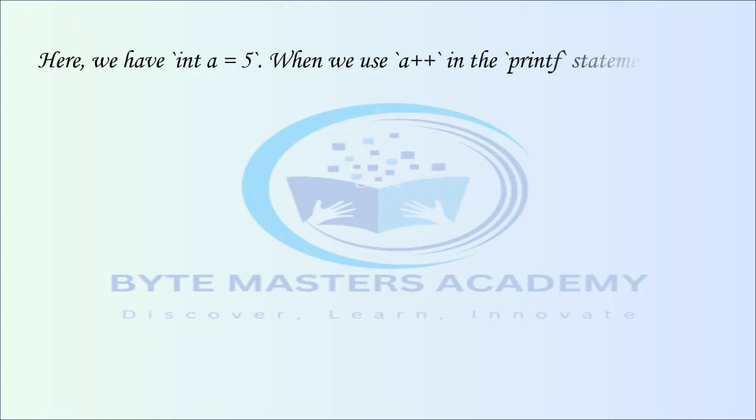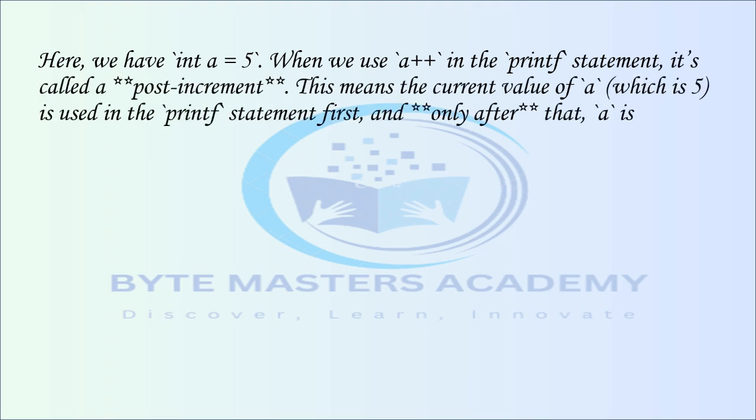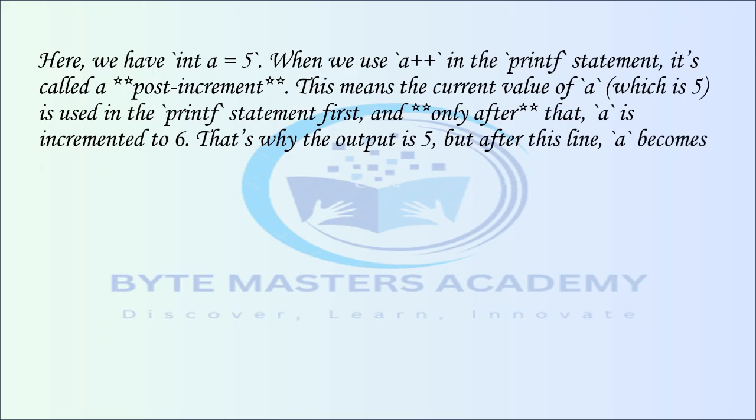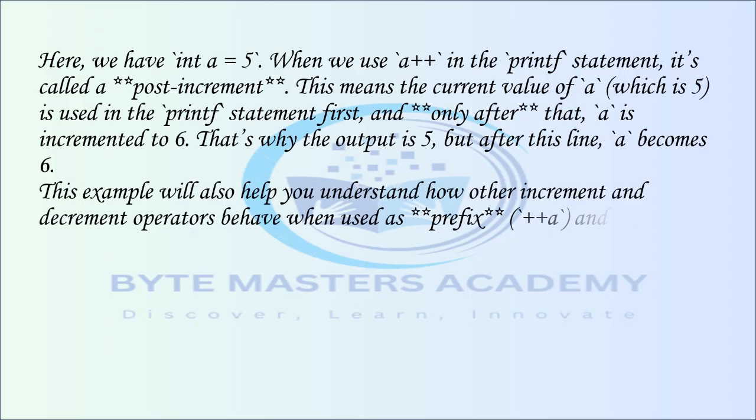Here, we have int a equals 5. When we use a++ in the printf statement, it's called a post increment. This means the current value of a, which is 5, is used in the printf statement first, and only after that, a is incremented to 6. That's why the output is 5, but after this line, a becomes 6. This example will also help you understand how other increment and decrement operators behave when used as prefix ++a, and postfix a++.